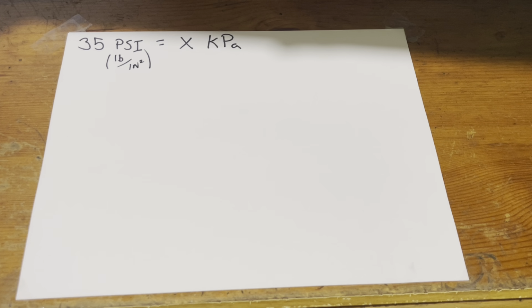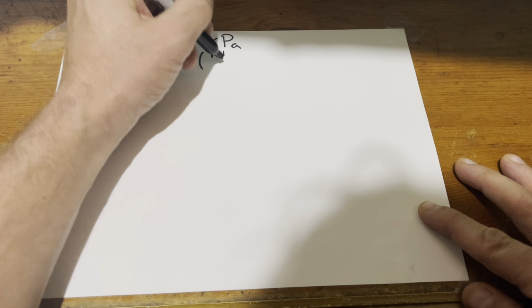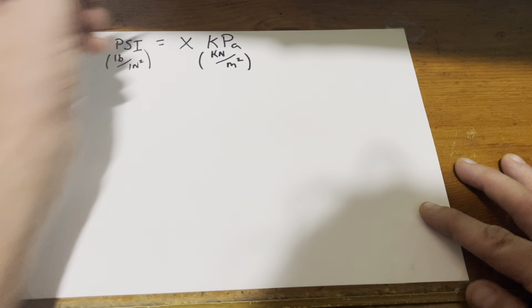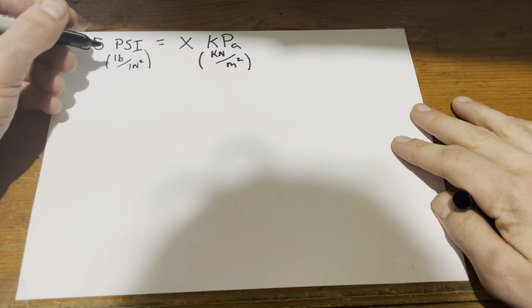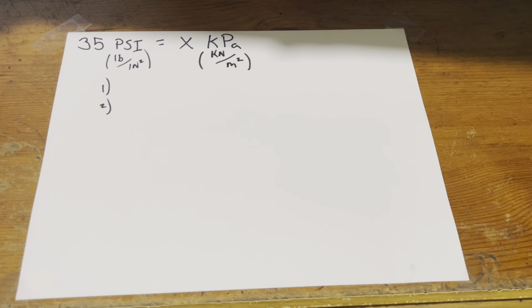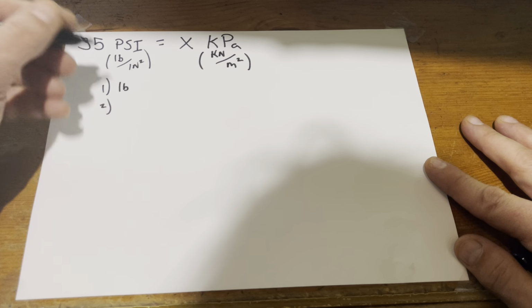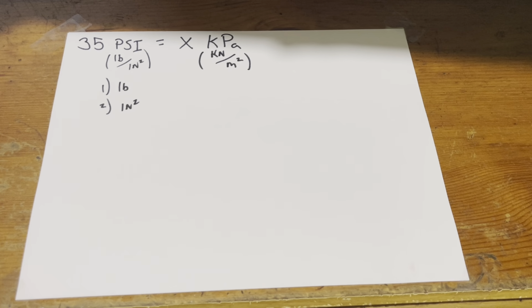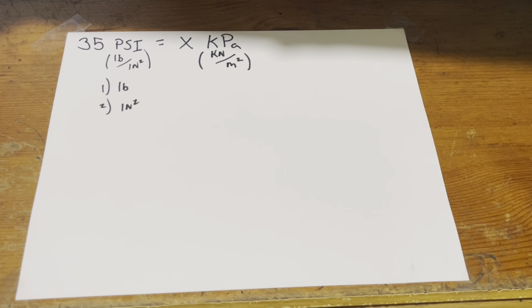And kilopascal stands for kilonewton per meter squared. So now we have both of our units to talk about. Start with our map, and we know that pounds is on the top, inches on the bottom, just how we have it shown right there.